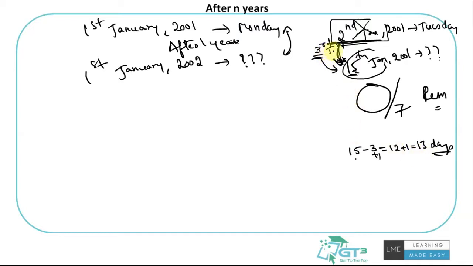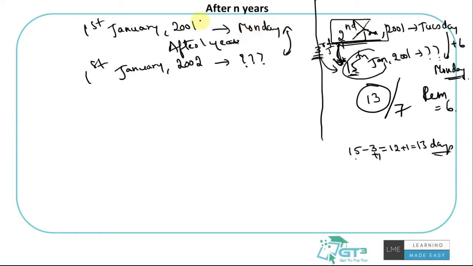Or if you have a doubt, count it: 3rd, 4th, 5th, 6th, 7th, 8th, 9th, so up to 15, you'll get 13 days. So I just need to do 13 by 7, and the remainder is 6. If this is Tuesday, add 6 days to this, and that will give me the answer: Wednesday, Thursday, Friday, Saturday, Sunday, Monday. Monday would be the answer. 15th January will be Monday. That's how you do it after n days when I get to see dates.